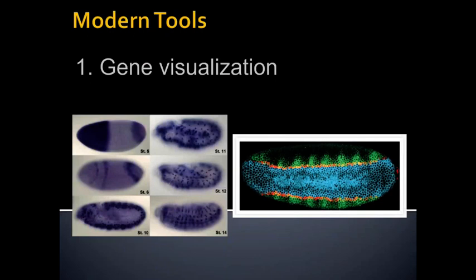This is a short discussion just going over some of the techniques that are used to gather data for evolutionary developmental biology. By no means is this all of them, but we will talk about some very important ones. The first one is gene visualization. Now, when we say gene visualization, realize what we really mean is gene expression.